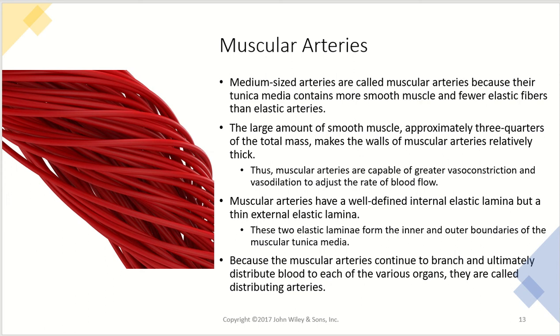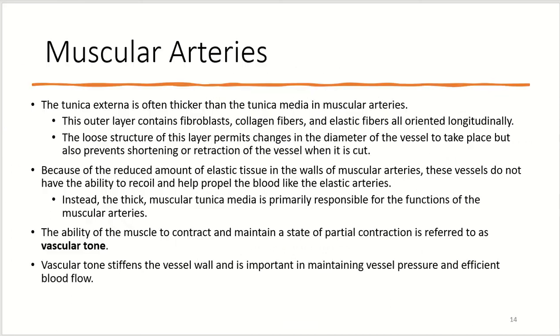The muscular arteries are going to have a well-defined internal elastic lamina, but they are going to have a very thin external elastic lamina. These 2 elastic laminae are going to form the inner and outer boundaries of our muscular tunica media. Because the muscular arteries are going to continue to branch and are ultimately going to distribute blood to each of the various organs, these are called distributing arteries.